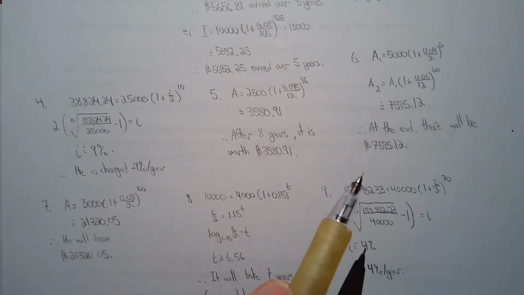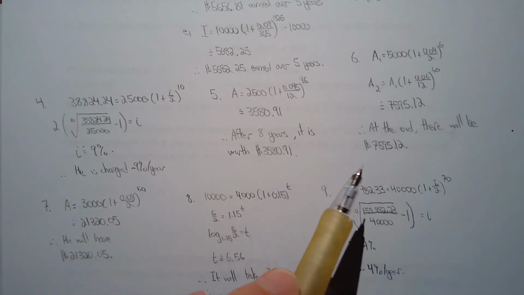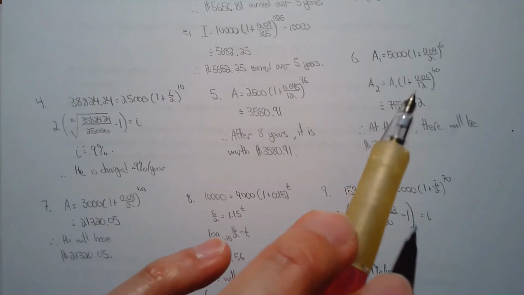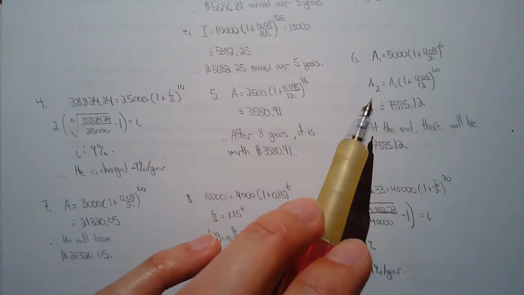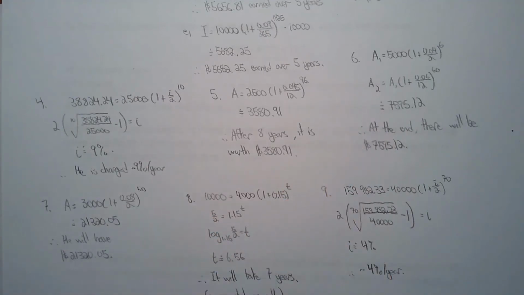For question 6, you're transferring the money after 3 years. So you have to use the future value formula 2 times. For question 7, nothing special, just another future value calculation.